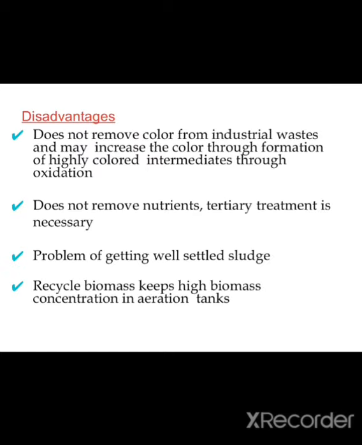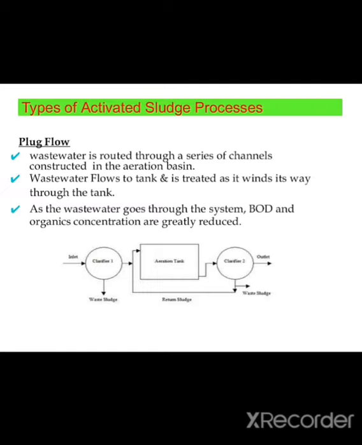The major disadvantage in the activated sludge process is the color. We know the color of the wastewater is black water or grey water. Here the color gets increased rather than decreased by the oxidation process. It does not remove nutrients. There is the problem of getting well settled sludge. Recycled biomass keeps a high biomass concentration in the aeration tanks.